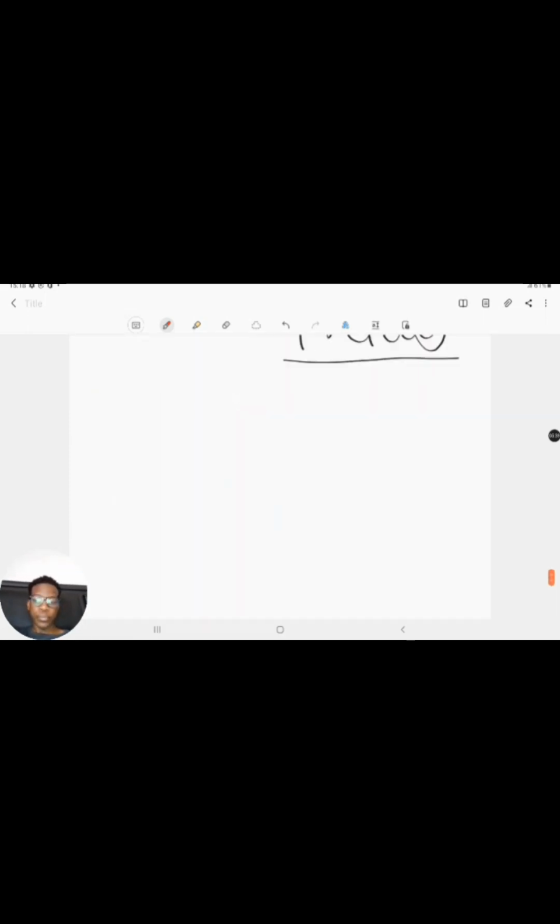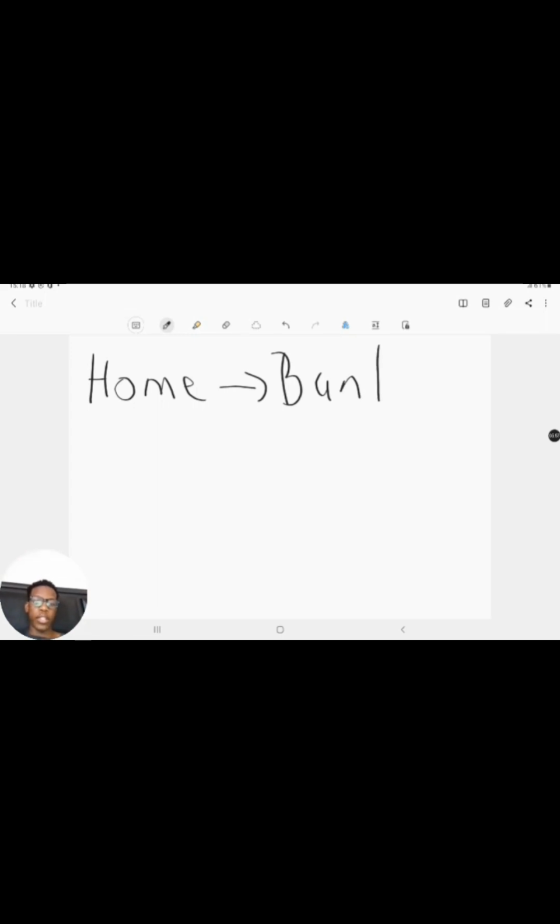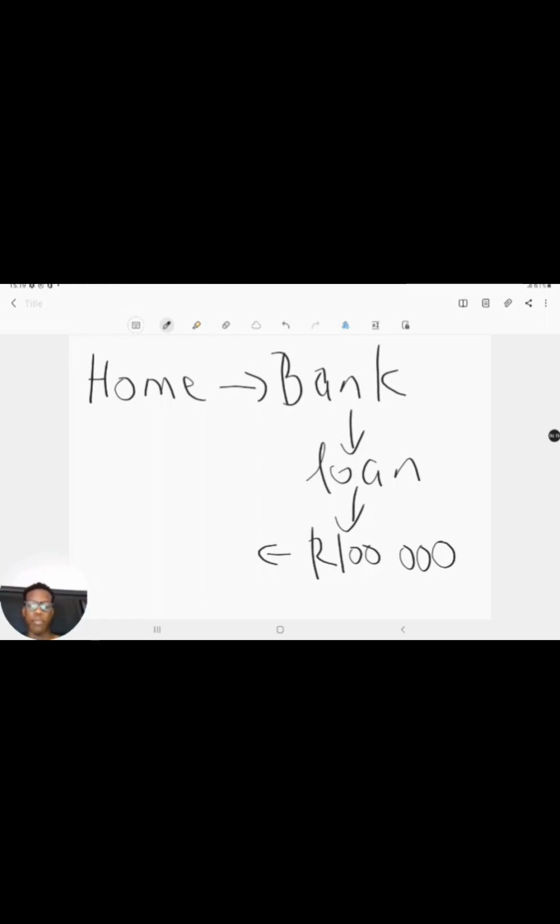So let's say you've got the following situation. Let's use actual numbers. Say you want a car, or you want to buy a home, so you approach the bank. I know I'm repeating myself, but I have to make sure that this makes sense. The bank gives you a loan, and the loan amount is 100,000.